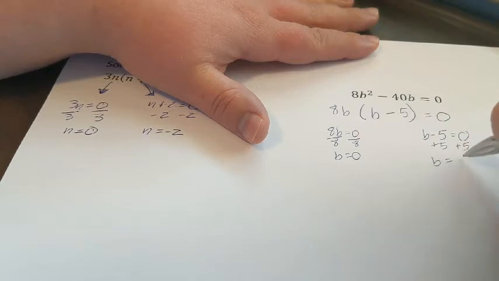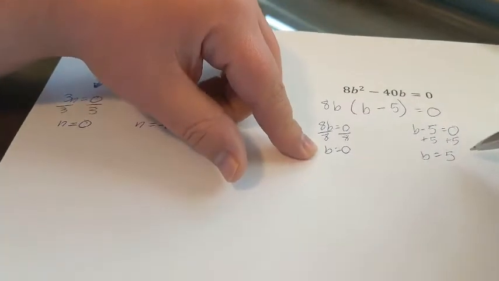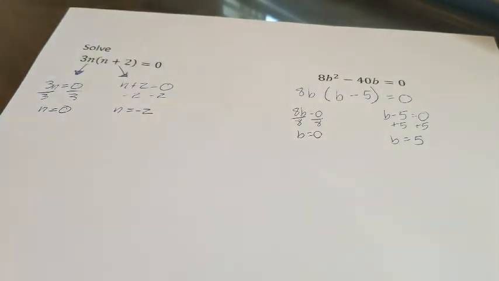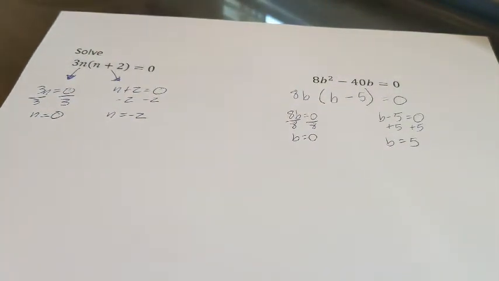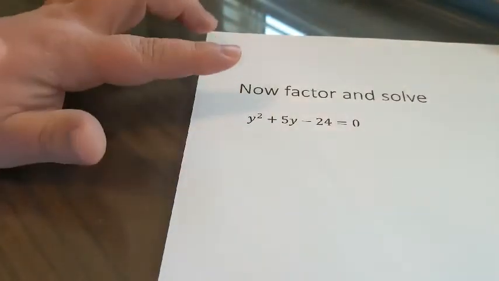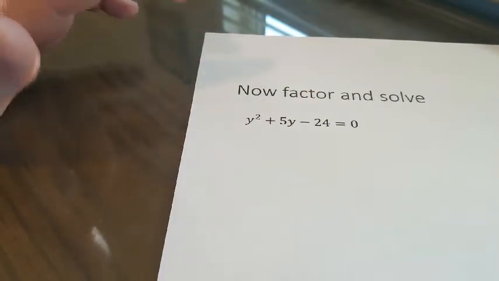So b equals 0 and 5. Hopefully I'm not going too fast. If I am, go ahead and just pause the video. Okay, so now we're going to factor and solve. So this is just things we've done.